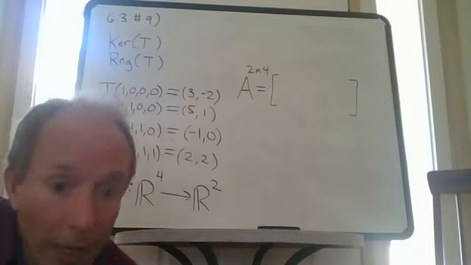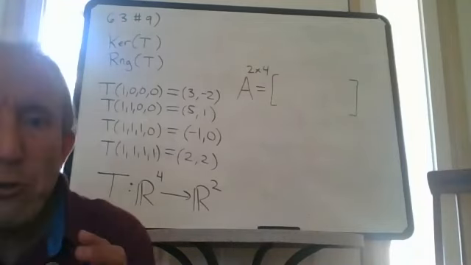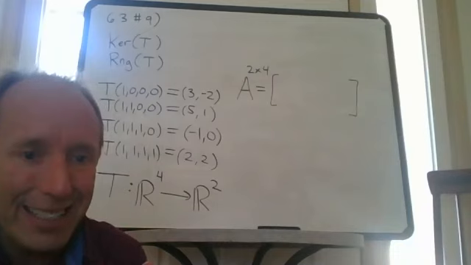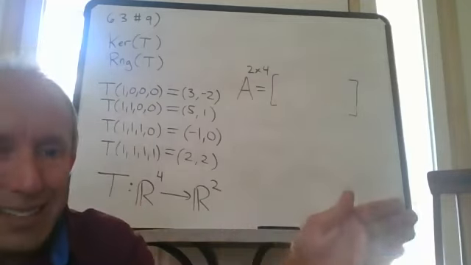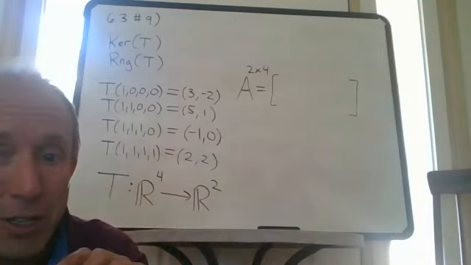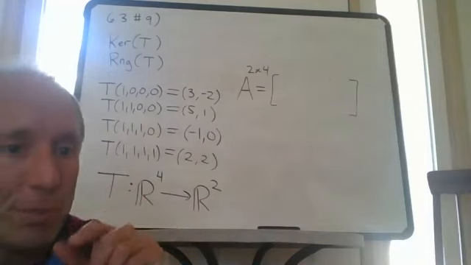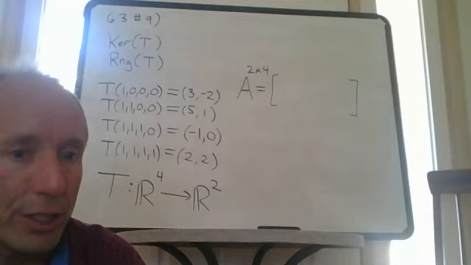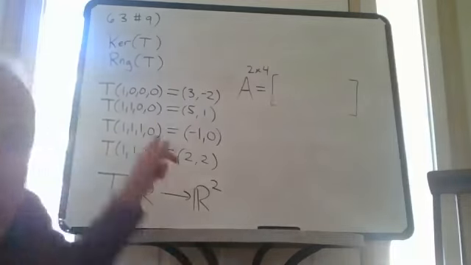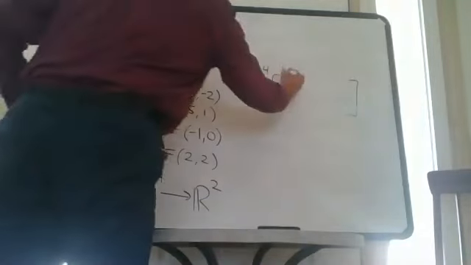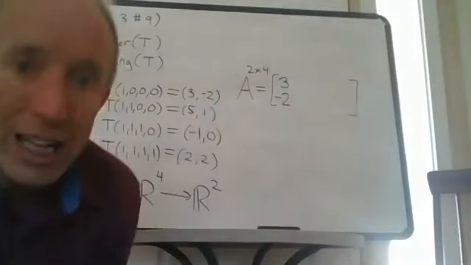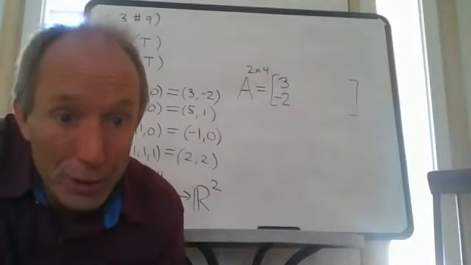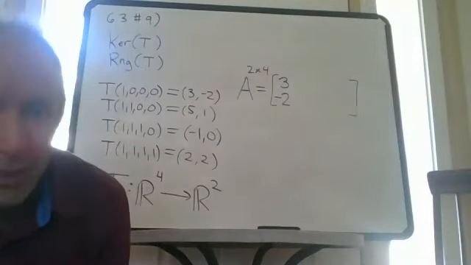So this is a 2 by 4 matrix. The way that you fill out this matrix is you do it column by column, right? The first column of this matrix should just be T of 1, 0, 0, 0, which was actually given to us. It's just 3 and -2. So that's the first column of the matrix that represents this linear transformation.